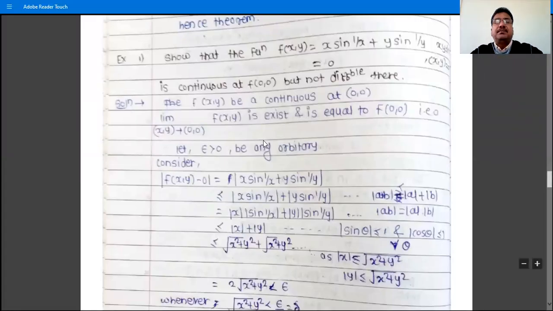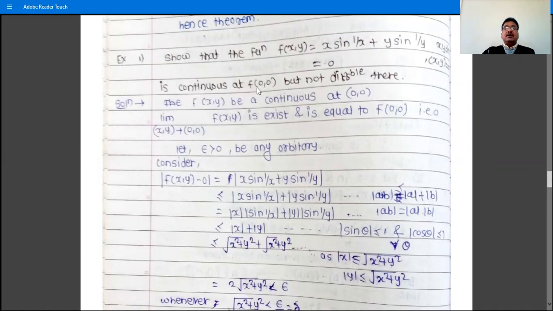Show that the function f(x,y) is equal to x sin(1/x) + y sin(1/y) if x·y is not equal to 0, and this is equal to 0 if (x,y) is equal to (0,0), or x·y is equal to 0. So write x·y is equal to 0 here. The function is continuous at (0,0), but is not differentiable there.